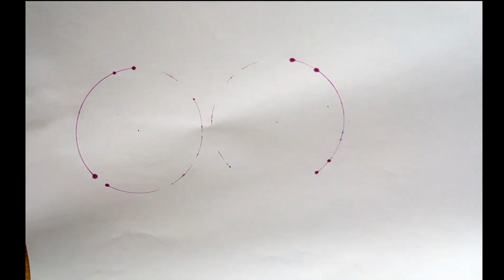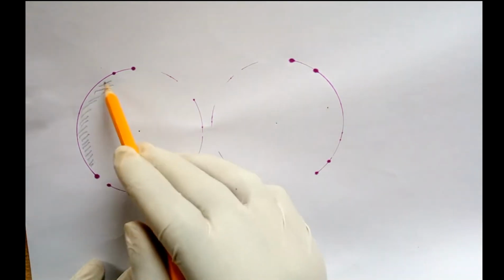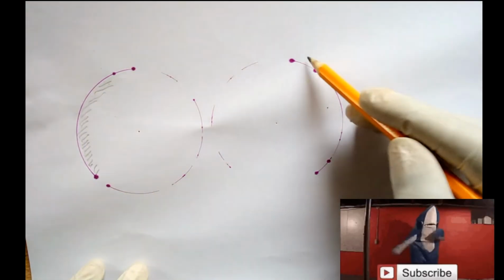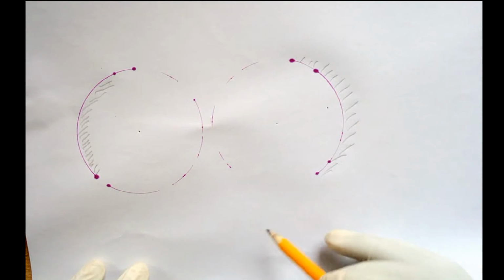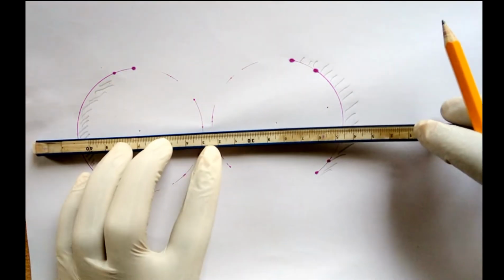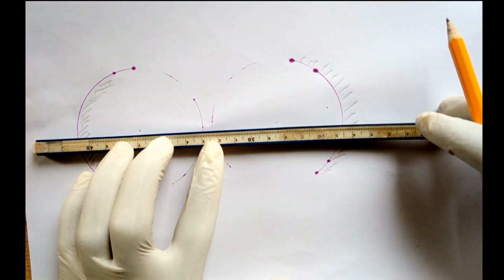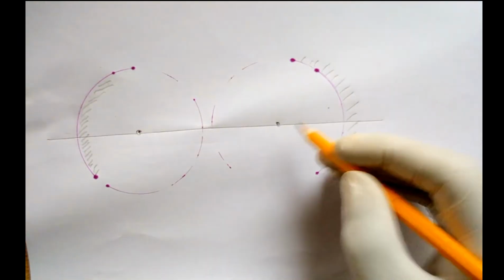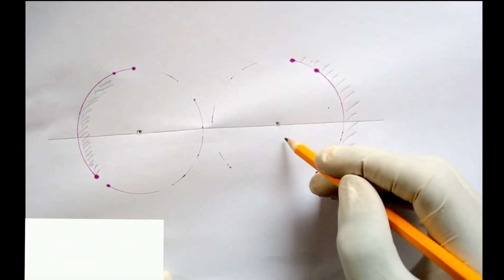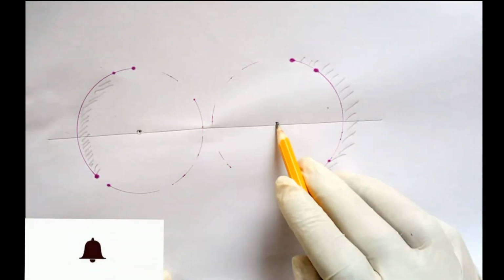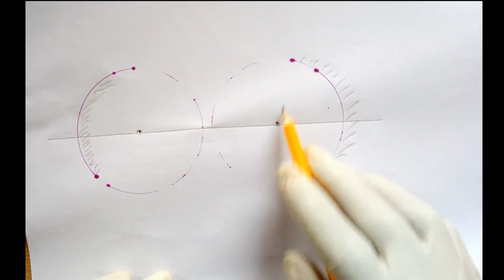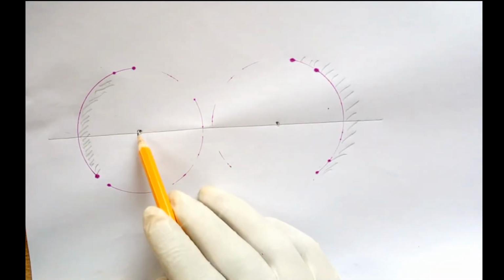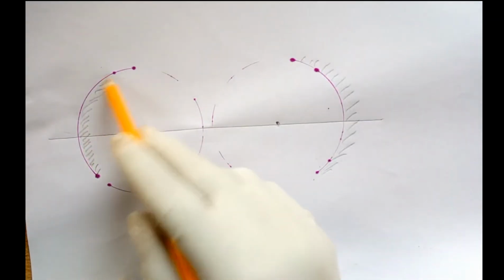So we have two circles. Let's assume this part is the back of the mirror and this part is the back of this mirror. We have a line that cuts through the center. Let's assume this is the center. We call this the center of curvature, being that this is the center of the curve of which this mirror is part of.